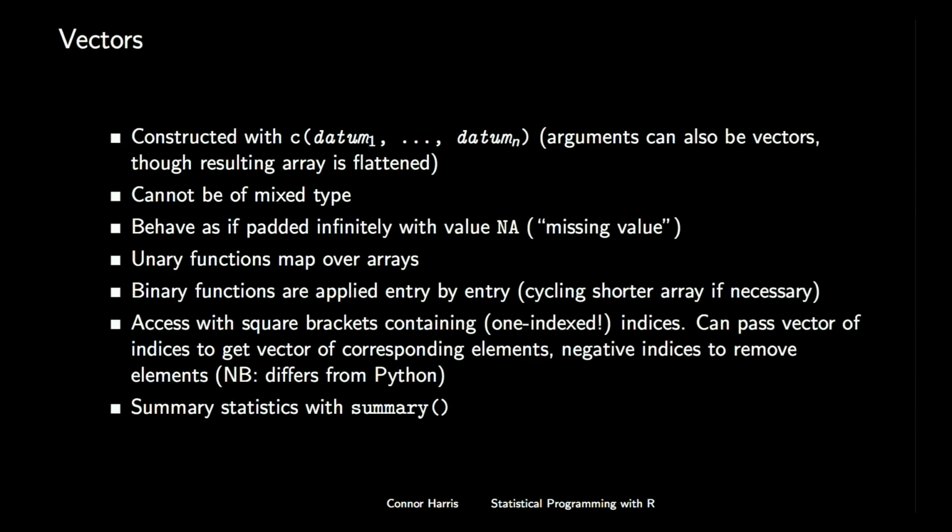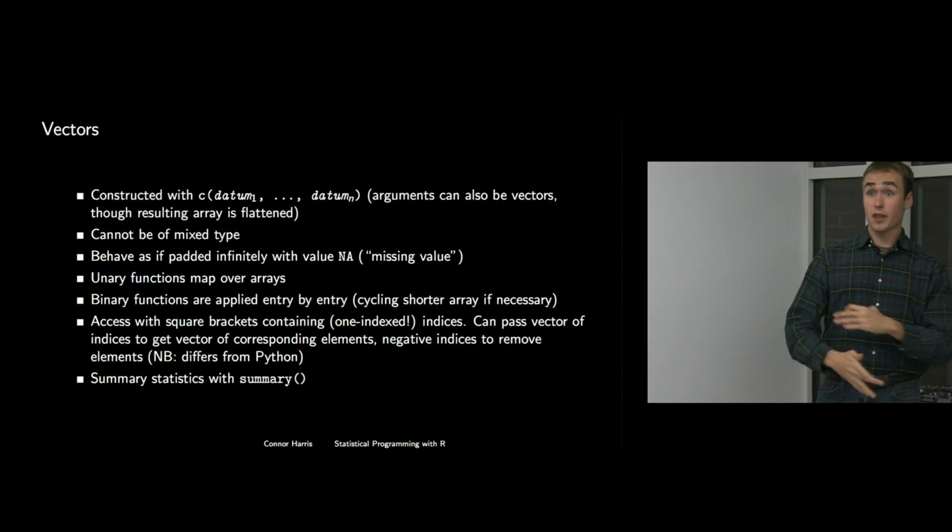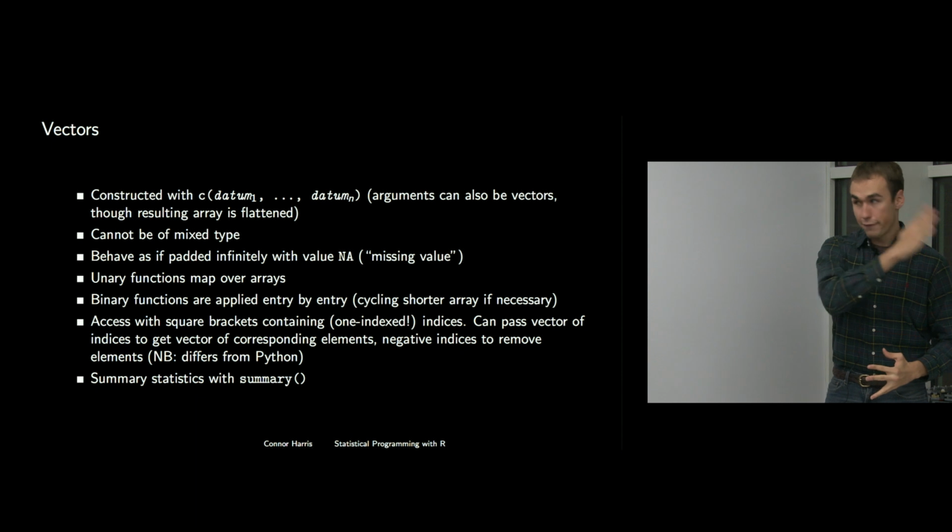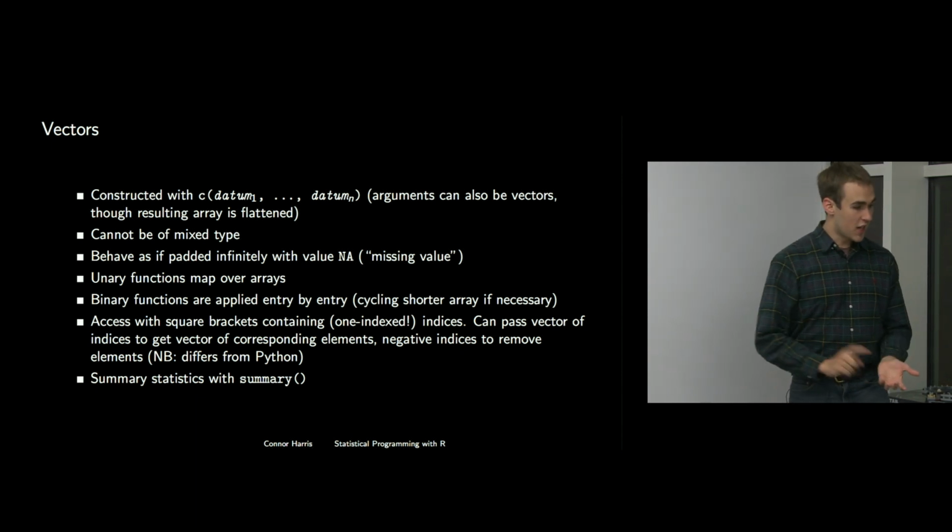So vectors. The way you construct a vector is you type c, which is a keyword, then all the numbers you want, or strings, or whatever. Arguments can also be vectors, but the resulting array gets flattened. So you can't have arrays where some elements are single numbers and some elements are arrays themselves. If you try to construct an array where the first element is 4 and the second element is the array 3, 5, you'll just get the 3-element array 4, 3, 5. They can't be of mixed type.